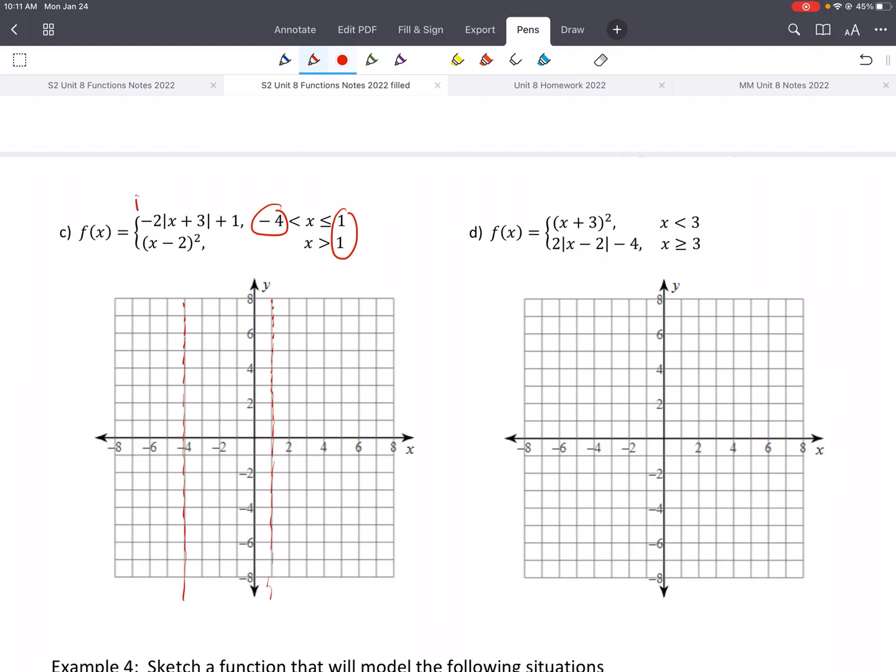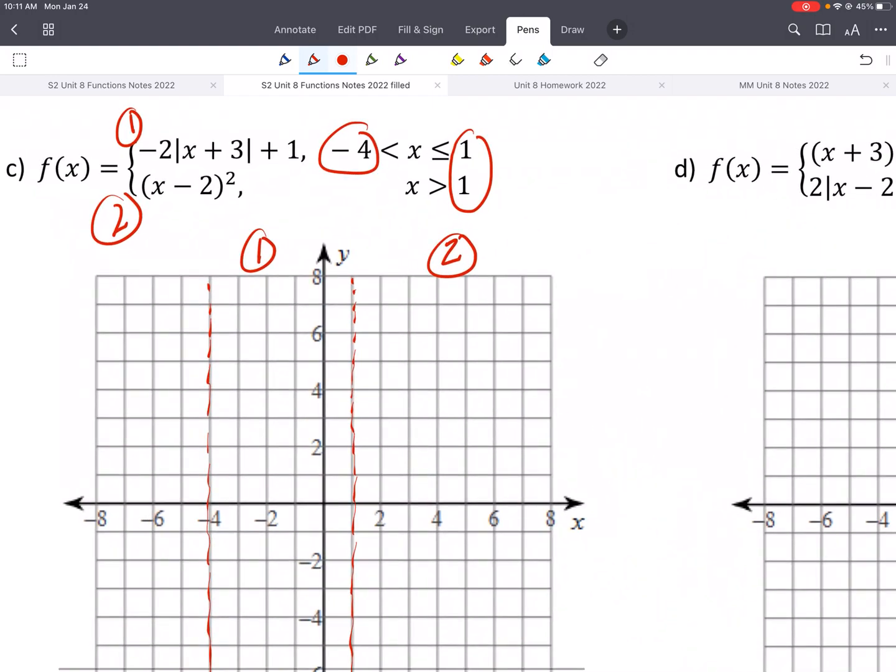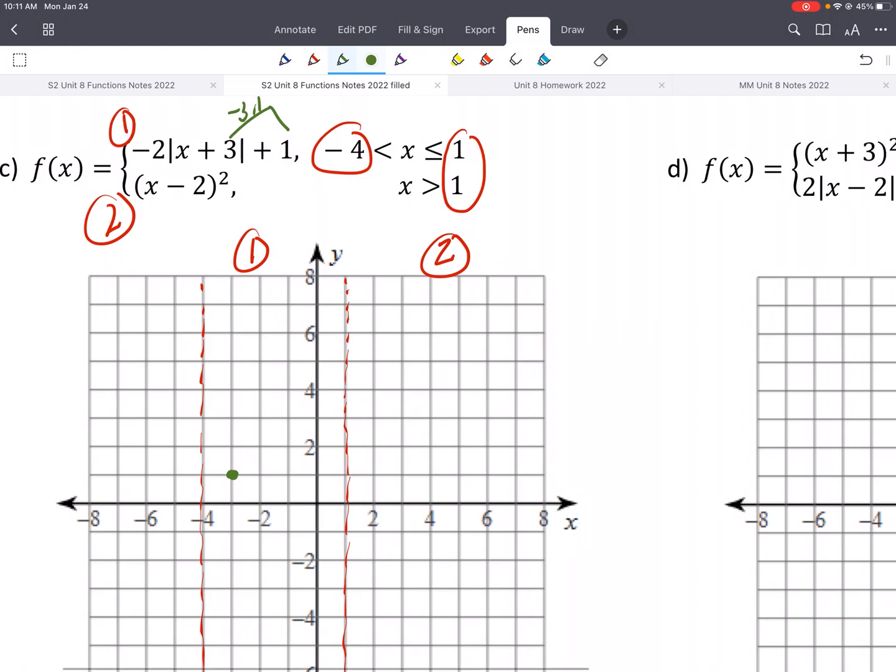Okay, this first equation applies between -4 and 1, and this equation applies when x is greater than 1. So we'd put that equation there. All right, so let's draw our lines. This is our vertex, -3, 1. And then the slope, again, this is an absolute value, so it's going to look like a V. This would be a rise over run, so we go down 2 over 1, down 2 over 1.